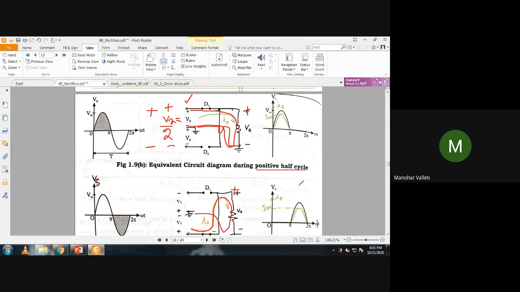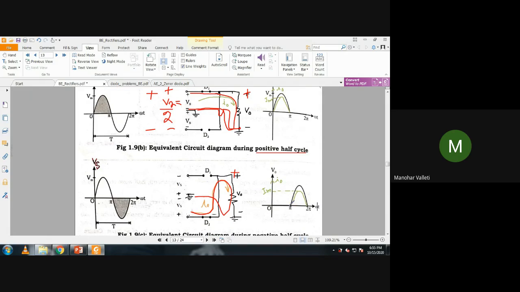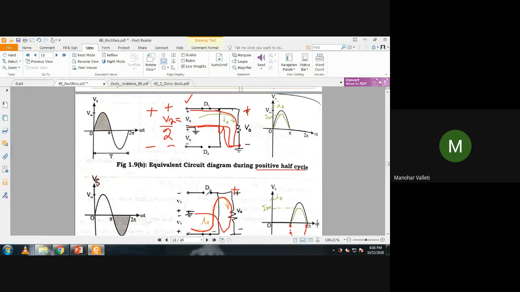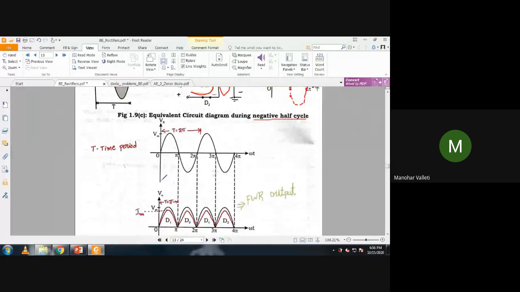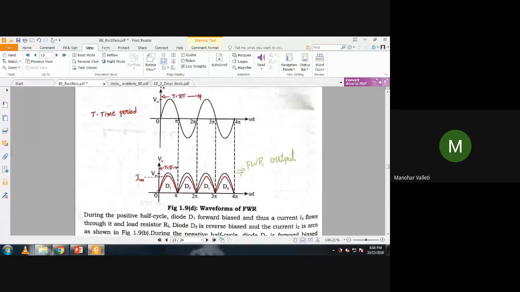That is how I conclude how you get the output if you apply the input like this. Following the network analysis concept, as in both cases the current is entering at the same point, that's why I will get this shape at the output. So the final output of the center tap full wave rectifier will look like this.